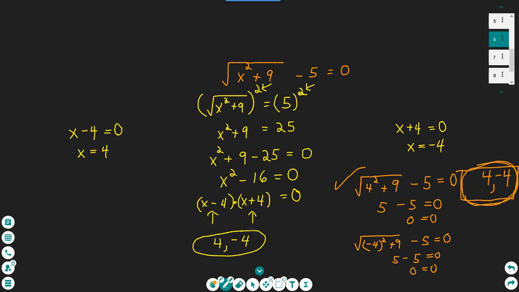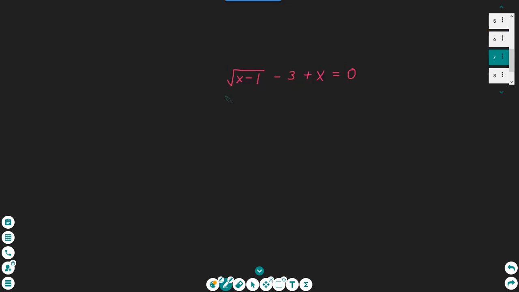All right? Very good. All right, so let's try one last problem and then we'll be done. This one, we'll do it together. To begin with, we will isolate the square root.